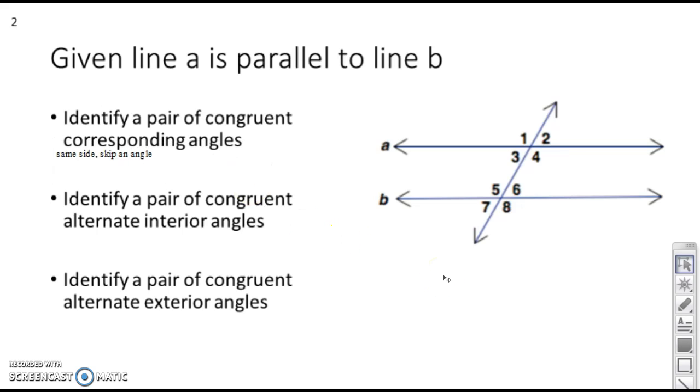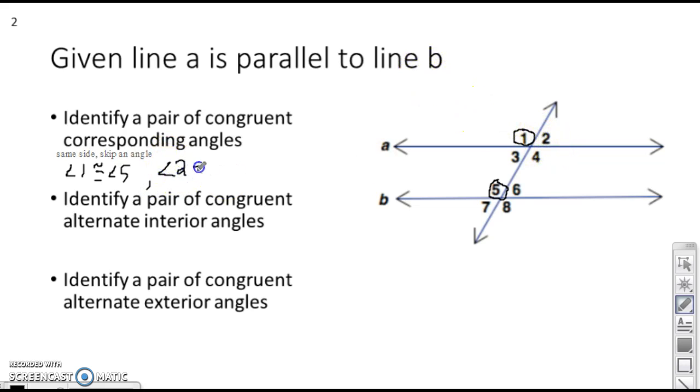So if I look over at my picture, I'm just going to start with angle 1. If I start at angle 1 and I skip one angle, angle 3, and I end up at angle 5. So angle 1 would be congruent to angle 5. Those are corresponding.